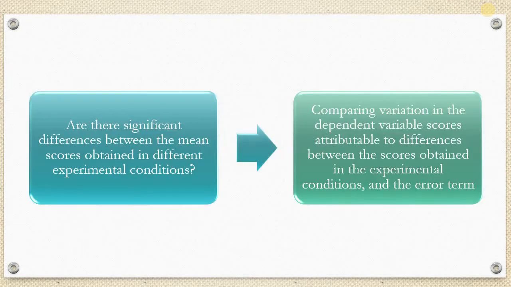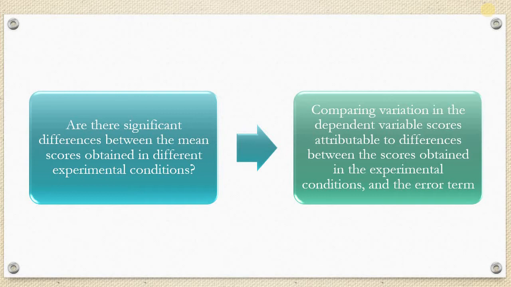So putting all these things together, the basic question is: are there significant differences between the mean scores obtained in different experimental conditions, and are the differences significant? That you need to find out. And how do we do that?